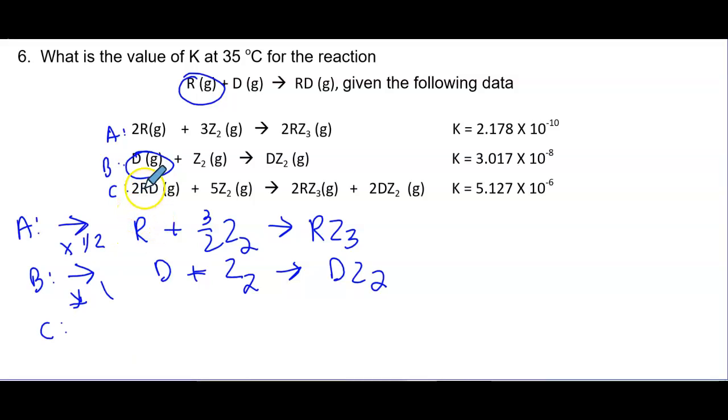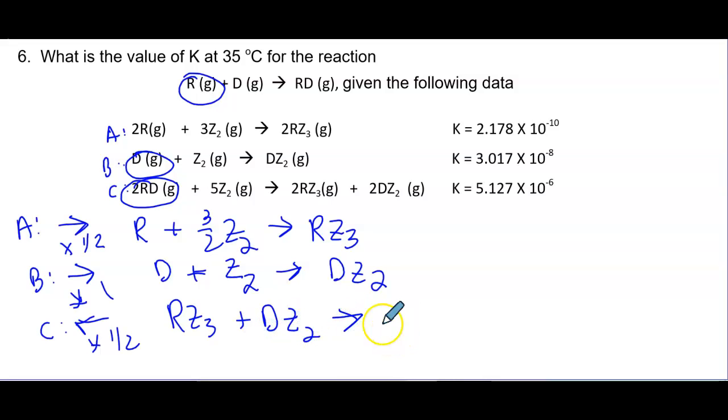Let's see, what in C? Let's see, this is what we need in C. We need it to be, though, as a product, so we must reverse it. So I need it to be over here, so I had to reverse it, and I have to multiply by a half. So I will do that as I write. So RZ cubed, I'm going to do this so you can tell my Z's from my 2's. Okay, plus DZ2, multiplying by half. This will be RD plus 5 halves Z2.